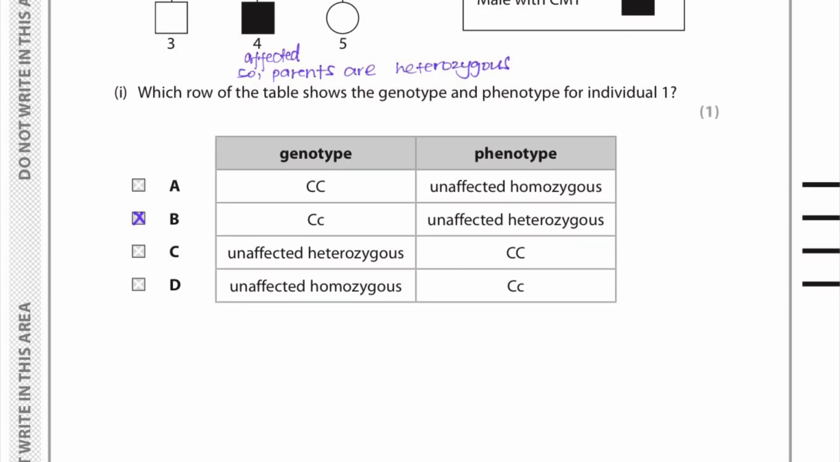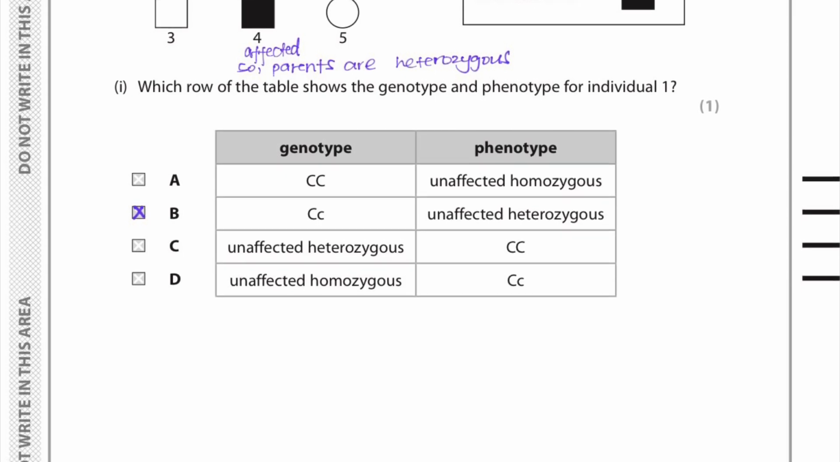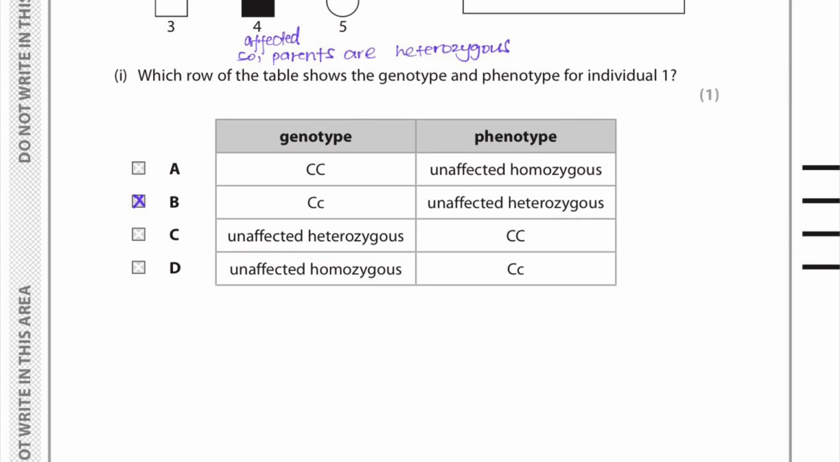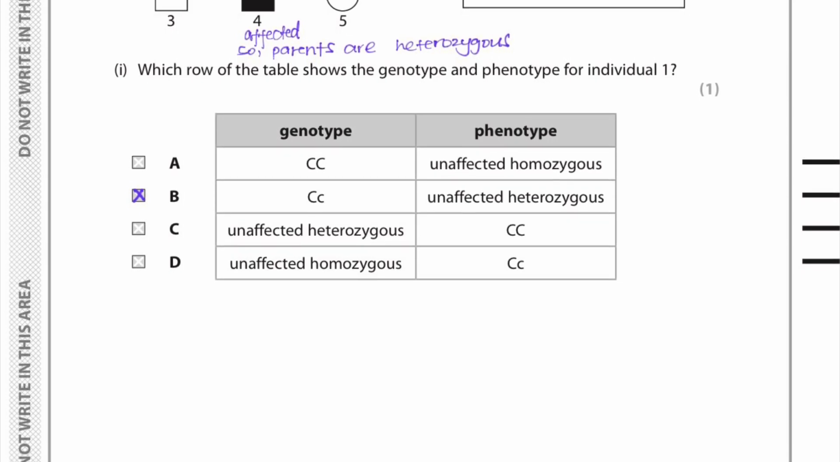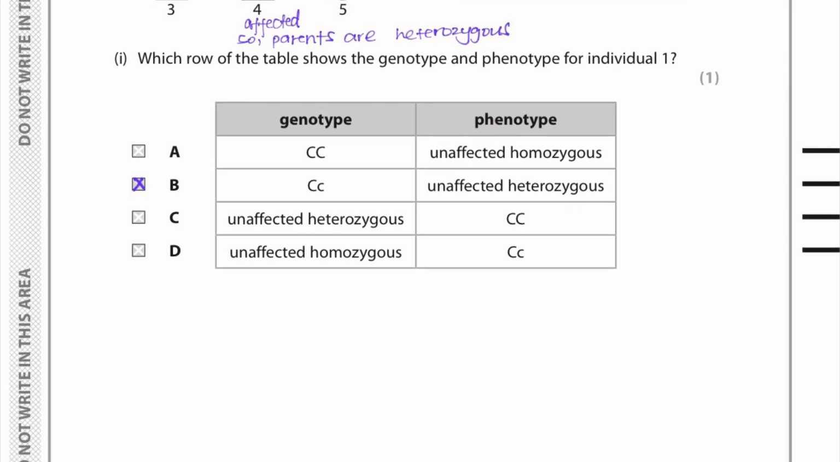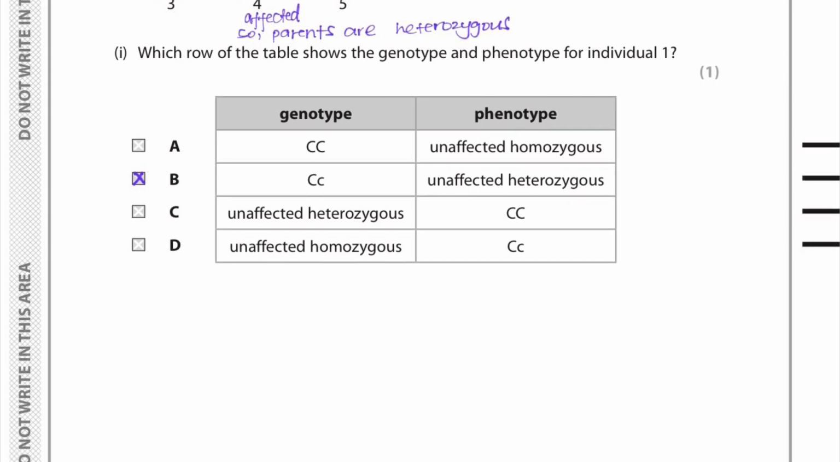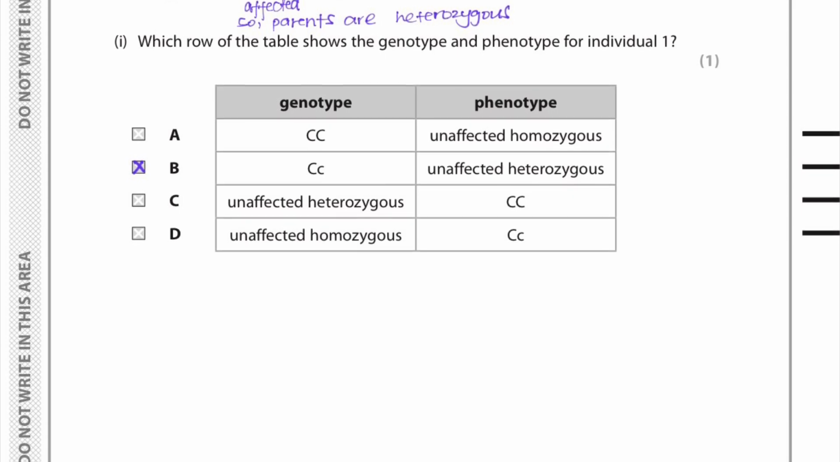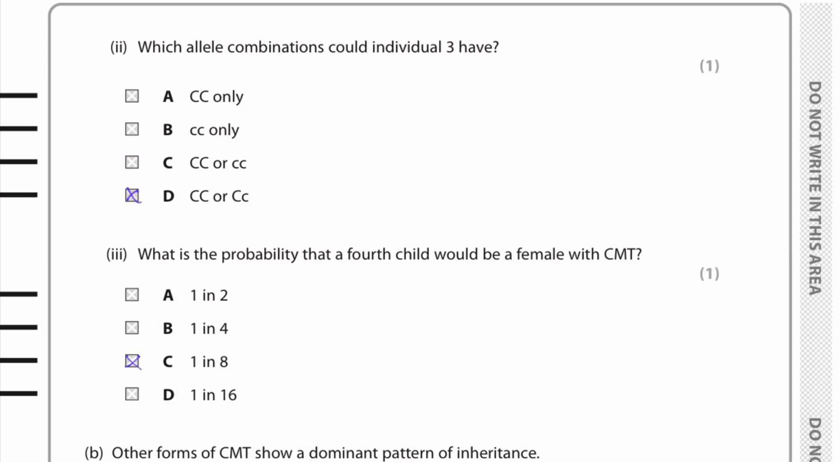So I said, looking at the diagram, individual 1 is unaffected. They don't show signs of CMT. Since the condition is recessive, an unaffected person could either be CC, homozygous normal, or Cc, a carrier. Based on the diagram and options given, individual 1 is most likely Cc, a carrier. The correct answer is B.